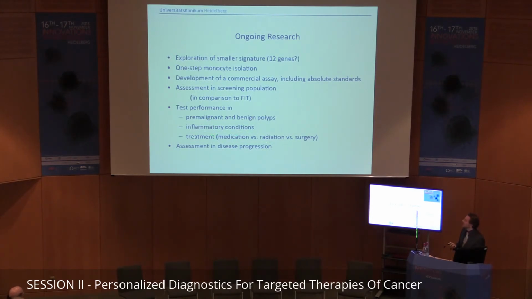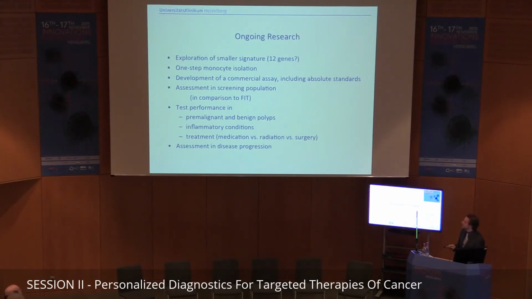And a big field of discussion is how treatment might affect the highly versatile monocytes and their expression behavior. This can be by anti-inflammatory medication or chemotherapy. This can be by treatment with radiation or by surgery, and these confounders might obviously influence the potential of the signature to be used for disease follow-up.